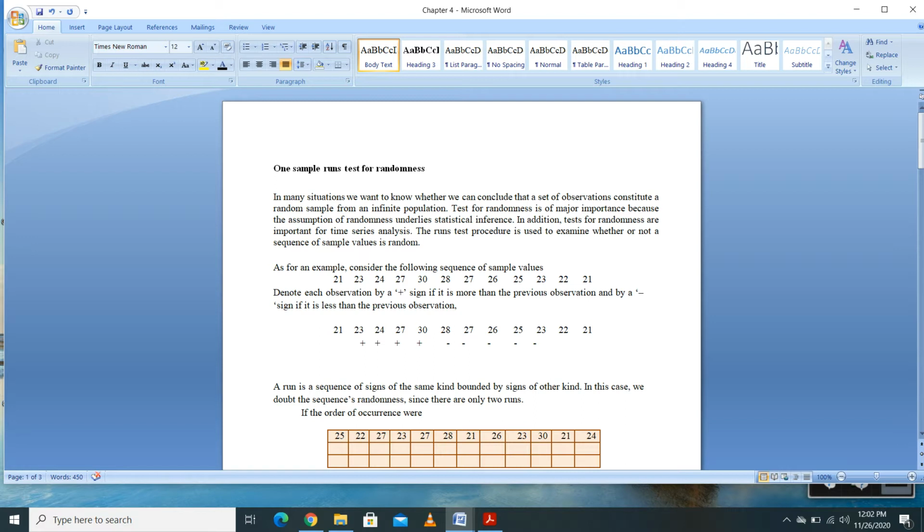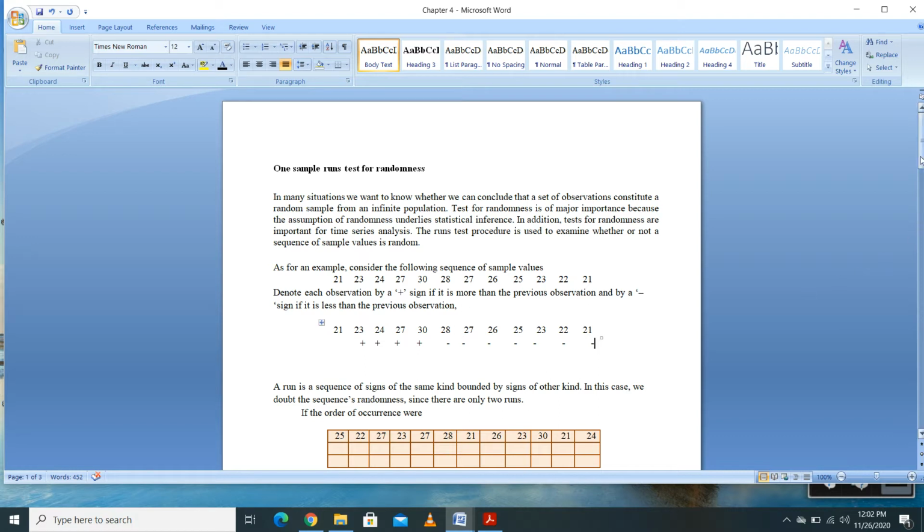Then you have 23, which is less than 25, minus mark. Then 22, which is less than 23, so you put a minus mark. 21, which is less than 22, so you denote it with a minus mark. Likewise, you take the data set and start from the second observation. If the observation is greater than the previous one, you put a positive sign. If not, you put a minus sign.